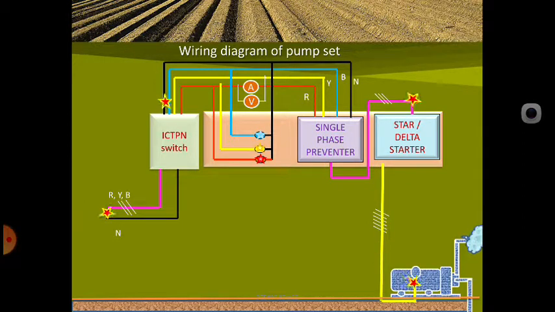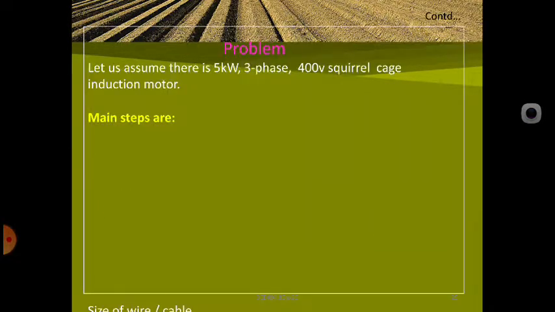Now let us take one problem, the same problem. For a 5 kilowatt motor, how are we going to prepare this schedule? Let us do it quickly. Let us assume there is a 5 kilowatt, 3 phase, 400 volt squirrel cage induction motor as a power motor. Here we are going to prepare the schedule, the estimation and installation schedule.